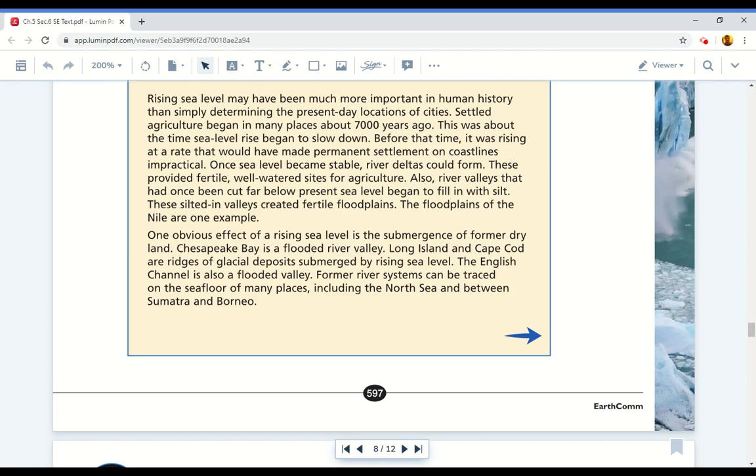Once sea level became stable, river deltas could form. These provided fertile, well-watered sites for agriculture. Also, river valleys that had once been cut far below present sea level began to fill in with silt. These silted-in valleys created fertile floodplains. The floodplains of the Nile River are one example.